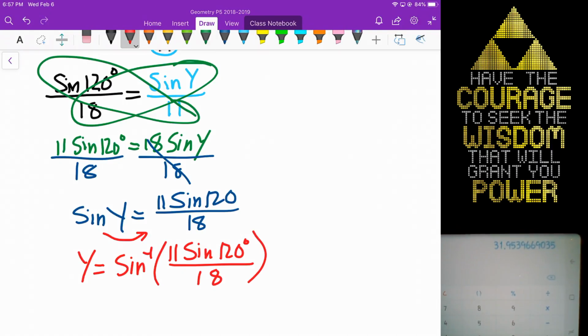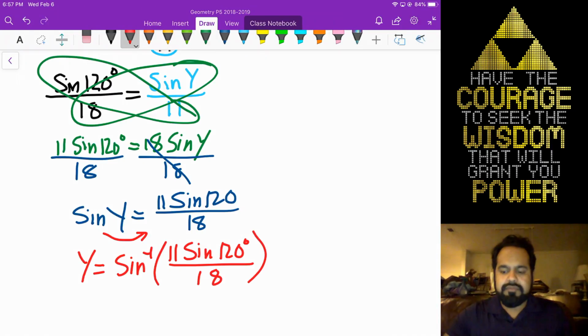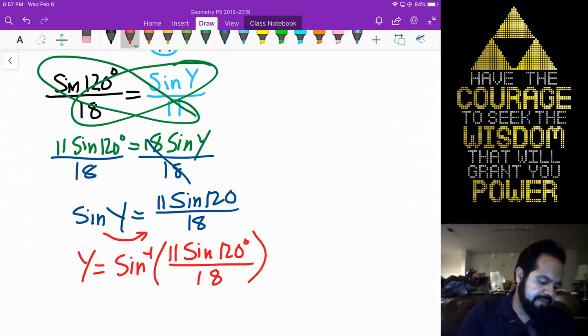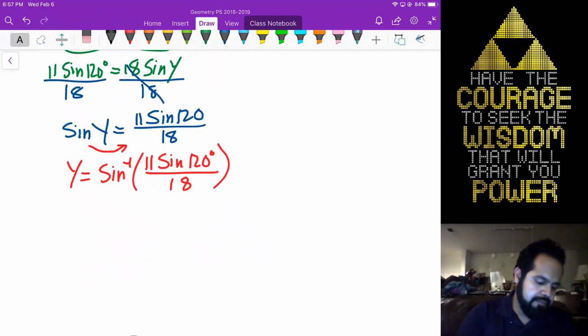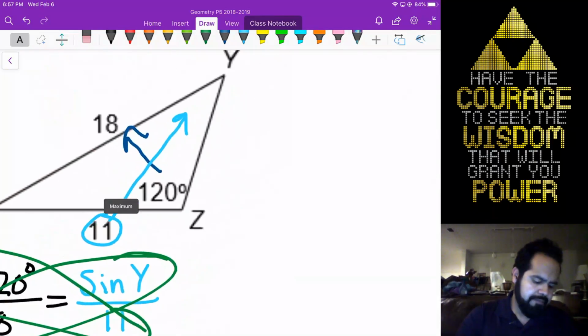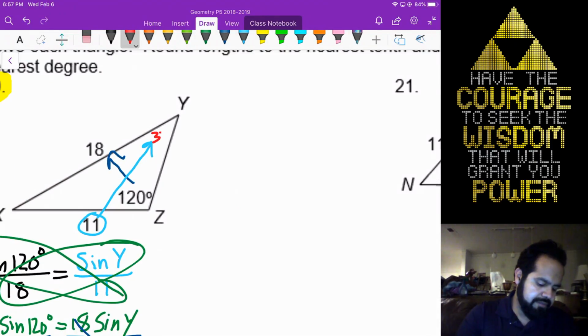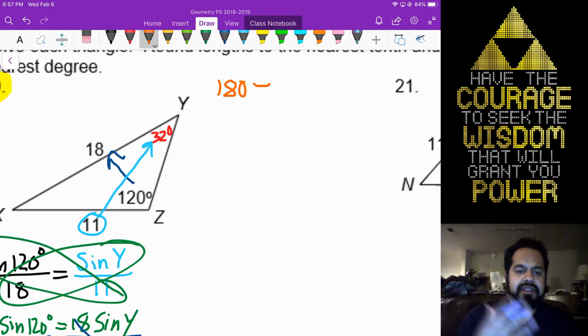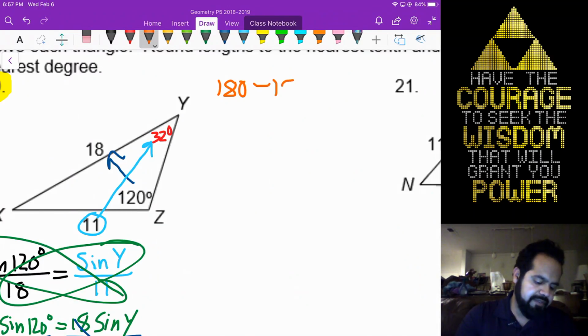So that's going to be 32 degrees. All right, so 32 degrees is the value of angle y. So we're going to plug that in right here, 32 degrees. Now, I need to solve for angle x. So I believe we can do 180 minus the 120 plus 32, which is 152. So that'll give us a nice 28 degrees.